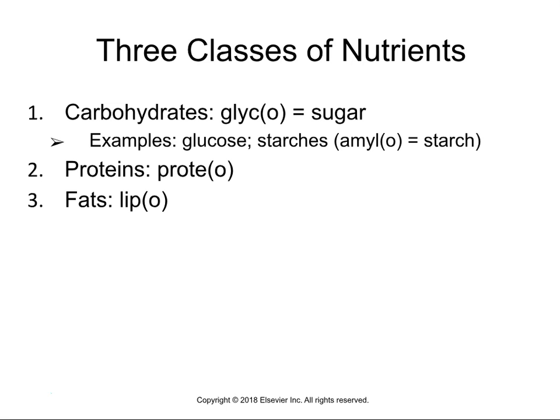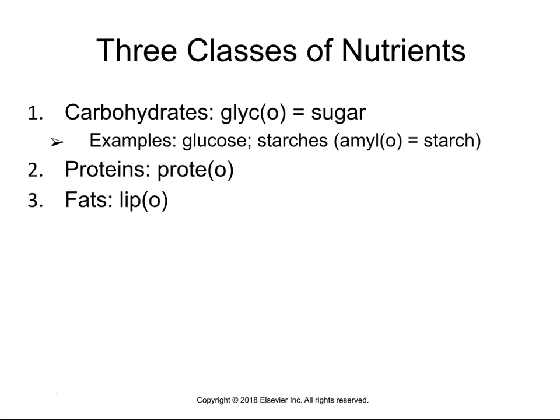Another class of nutrients is proteins. Proteins are nitrogenous compounds that provide amino acids and building material for development, growth, and maintenance of the body. So you do have a combining form here, proteo, which means protein.